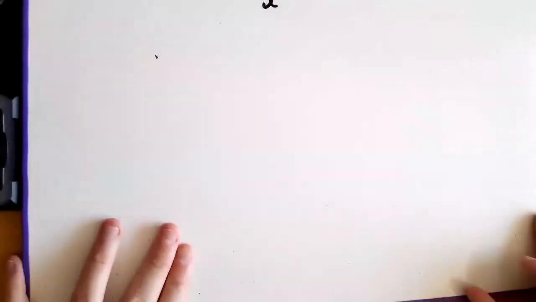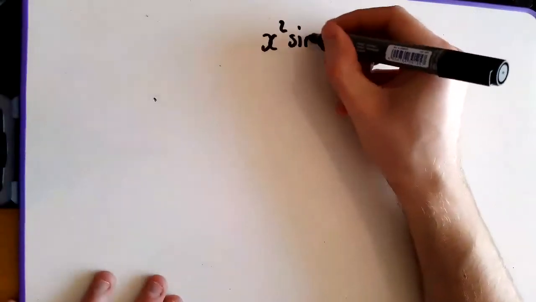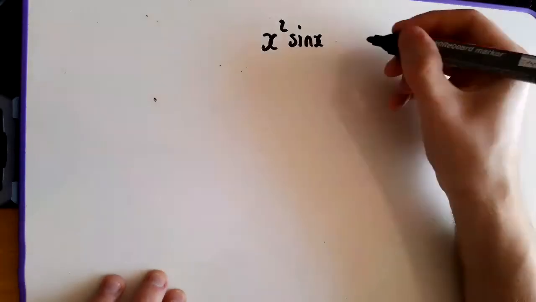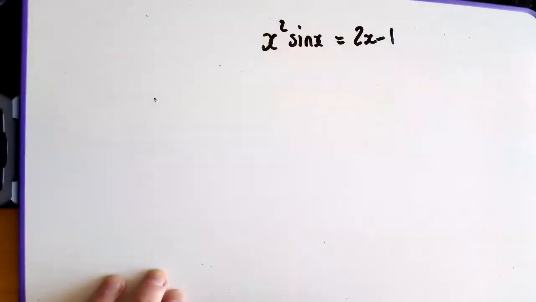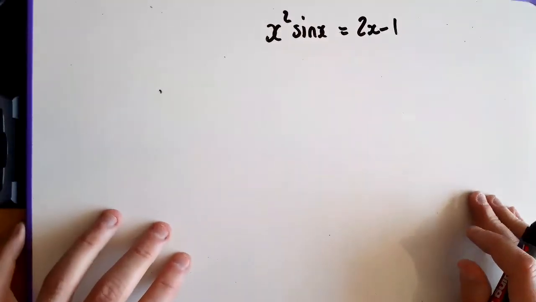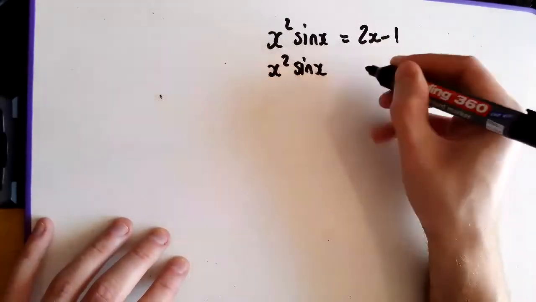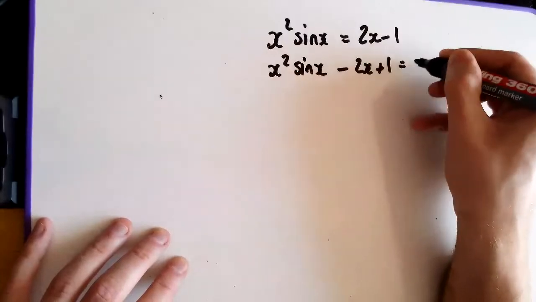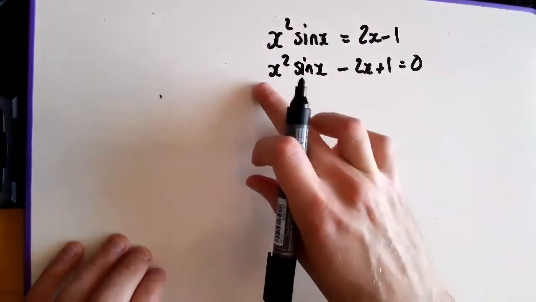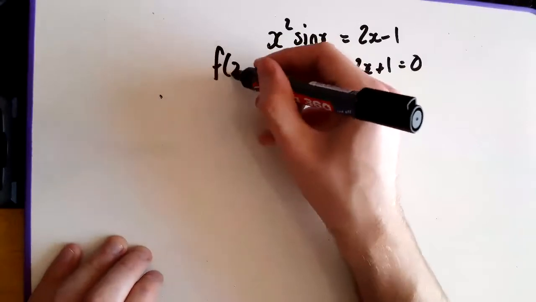x squared sine x equals 2x minus 1. So the first thing we need to do is get that equal to 0. So x squared sine x, take away 2x plus 1 equals 0. So this bit's going to be my function.